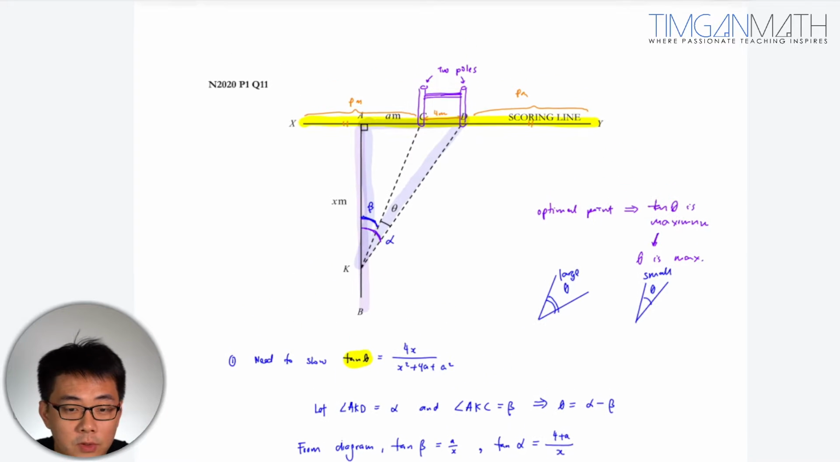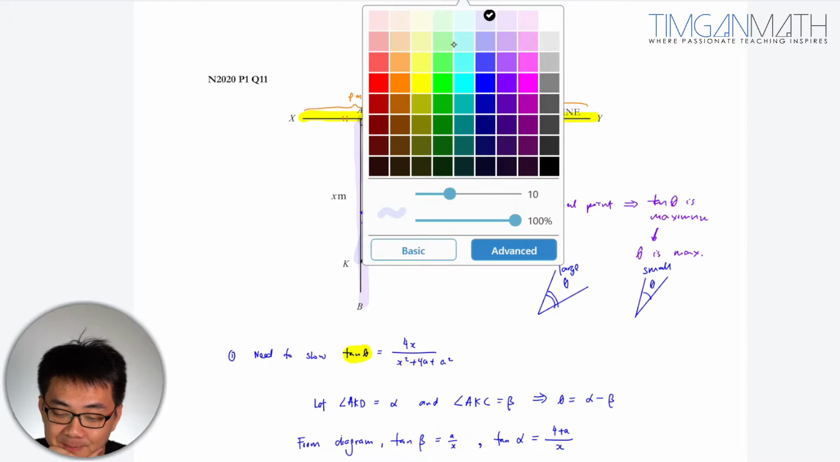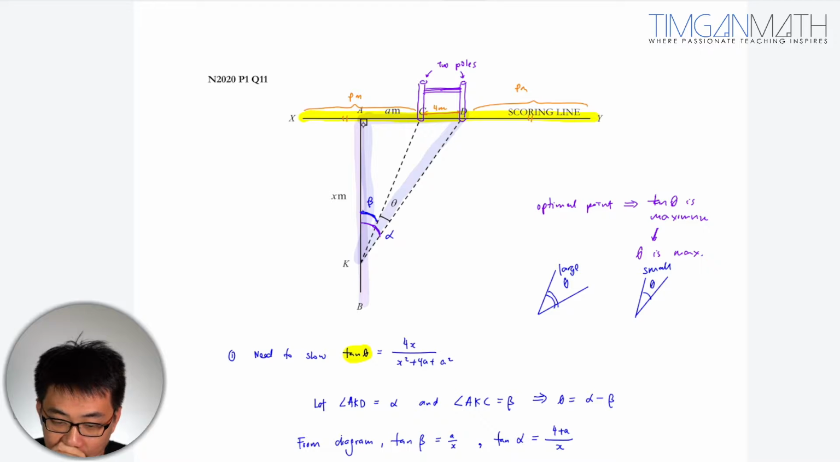So let's look at part 4. Show that when theta is the optimal angle, tangent KDA. So KDA is here. You're looking at this tangent here, is the value there. So what I'll suggest is actually just write down what is KDA.